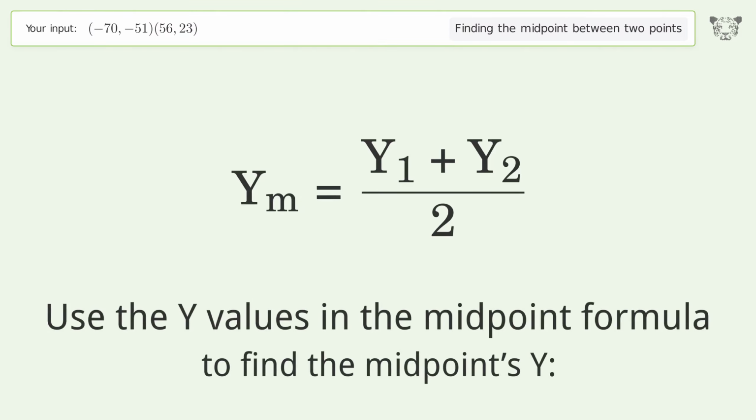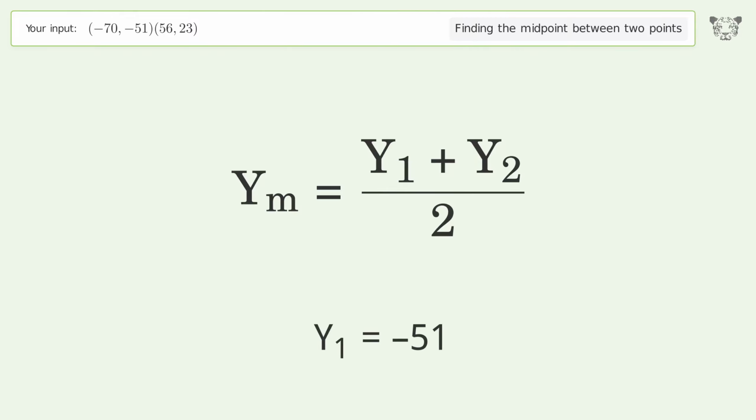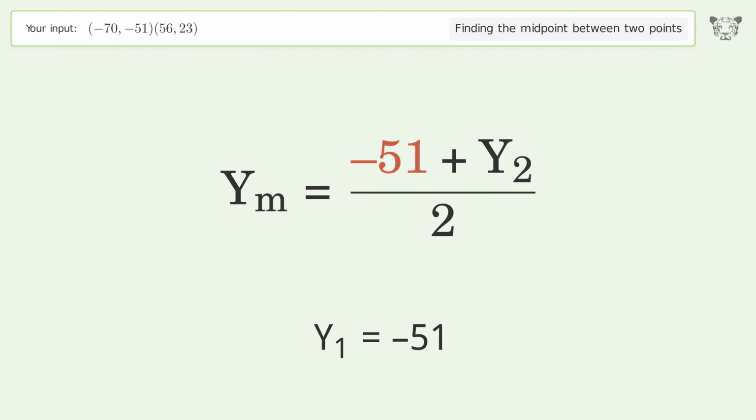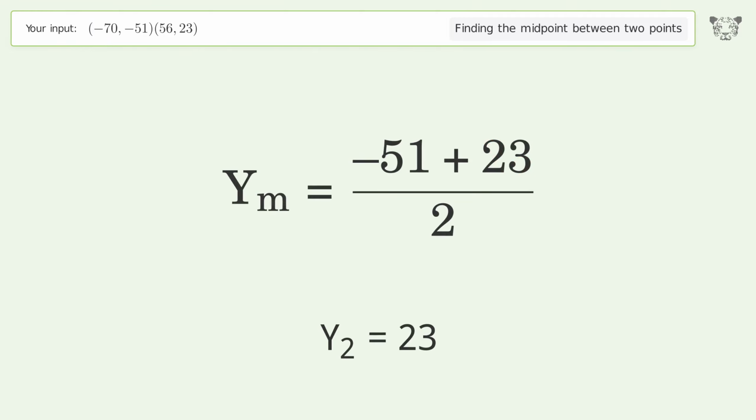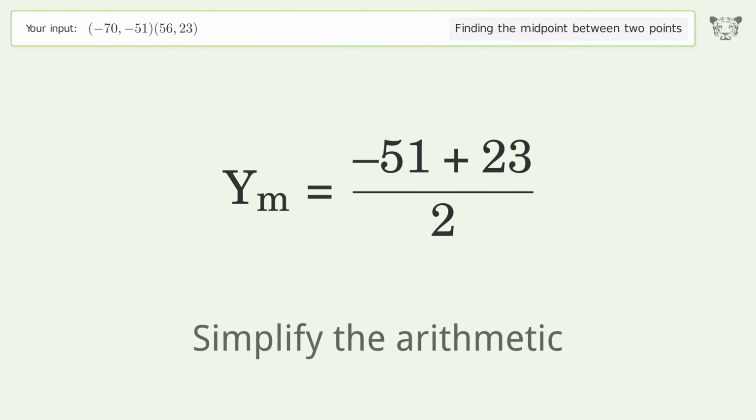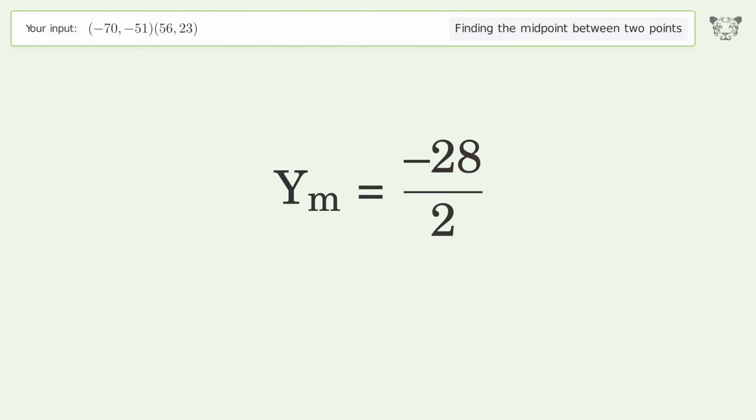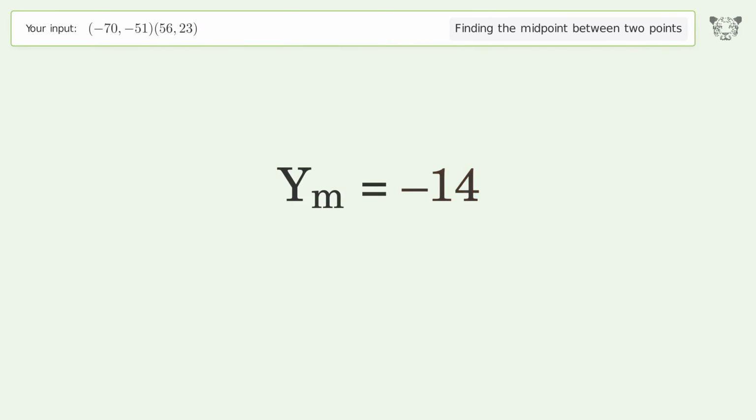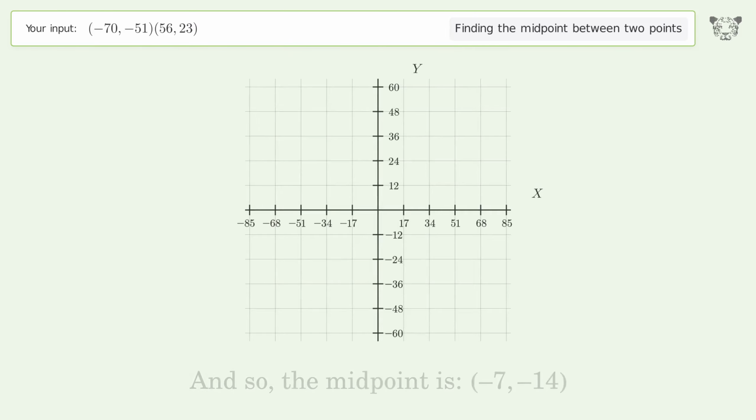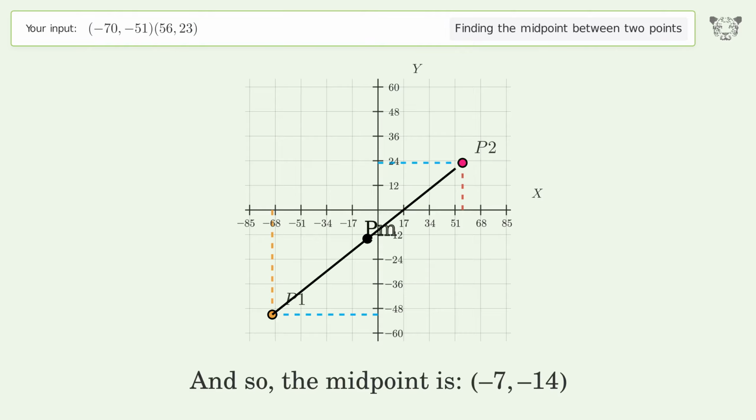Use the y values in the midpoint formula to find the midpoint's y. y1 equals -51. y2 equals 23. Simplify the arithmetic. And so, the midpoint is -7, -14.